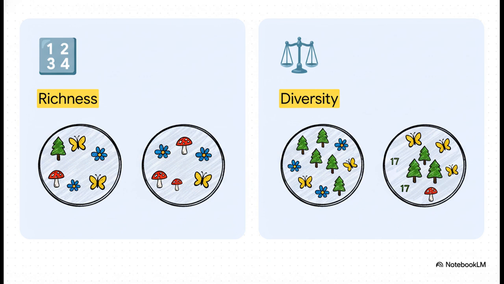Imagine 2 forests, Forest A and Forest B. They both have exactly 10 species of trees, so the richness is identical, right? 10 and 10. But in Forest A, those 10 species are all pretty balanced. In Forest B, 95% of the trees are one single dominant species that's crowding everything else out. See the difference? Even though they have the same richness, Forest A is a much healthier, more diverse system.